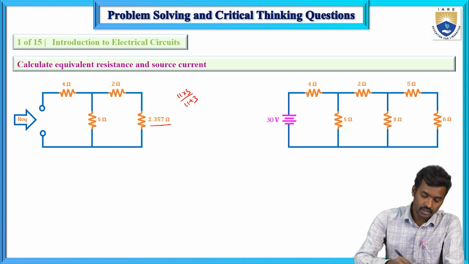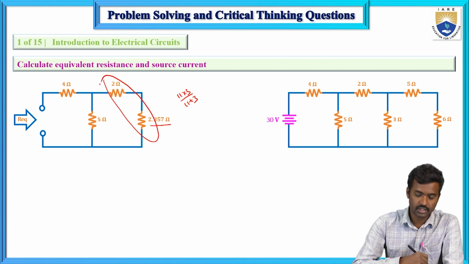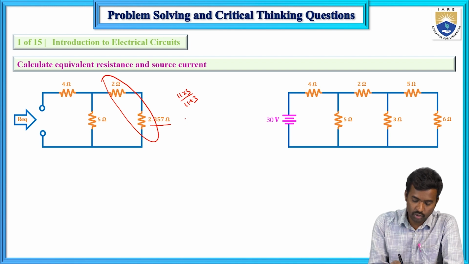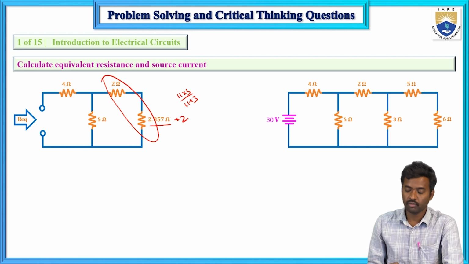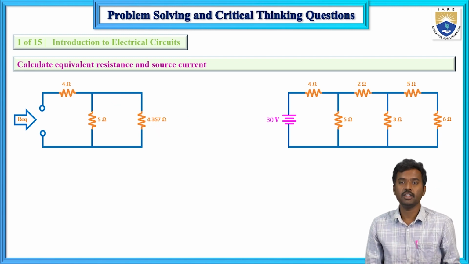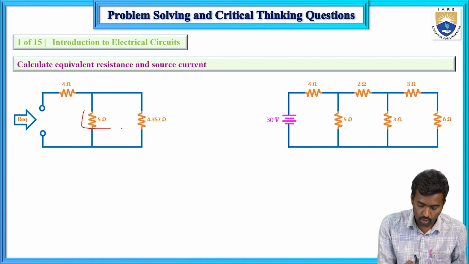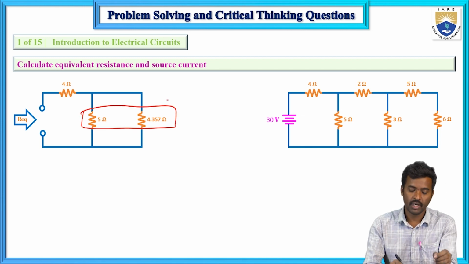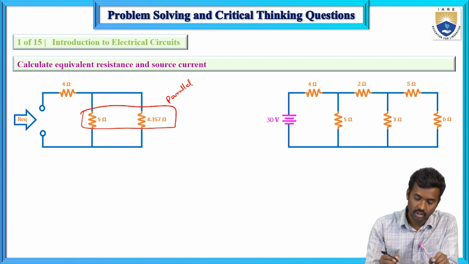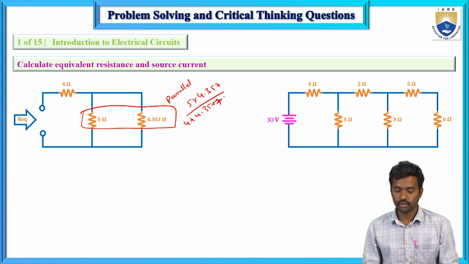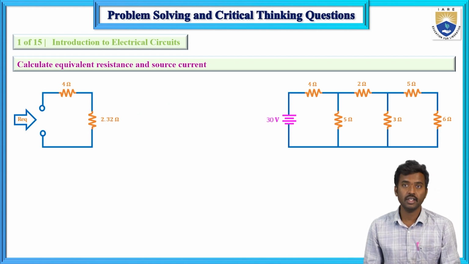Now next, these two are connected in series. So 2.357 plus 2, that value equals 4.357. Now again, these two are connected in parallel. Next, parallel combination: 5 into 4.357 divided by 4.357 plus 4. Now this value is 2.32 only.